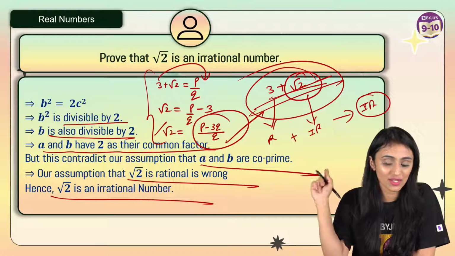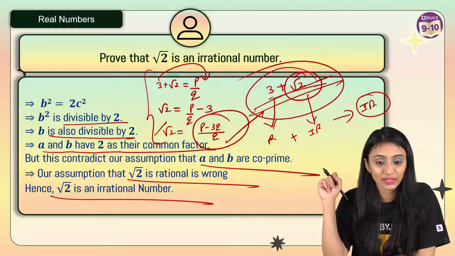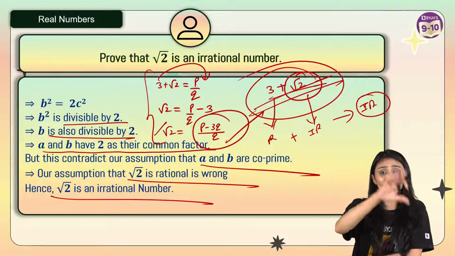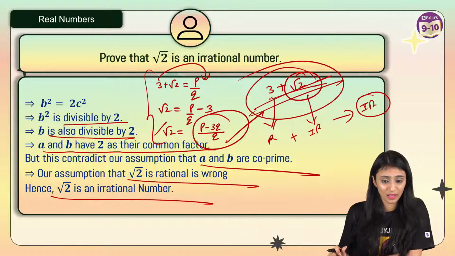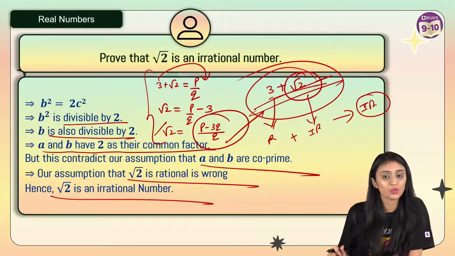Any questions in this type of questions? Quickly. Root 2, root 3. Yes, that's the same, the longer one. But in that one also, like root 2 plus root 3, you can do squaring both sides and then you can prove it.